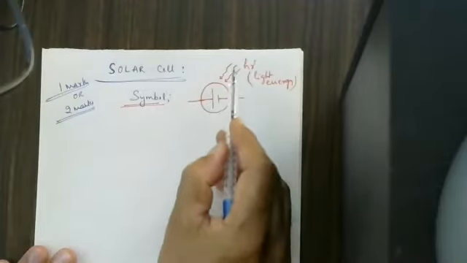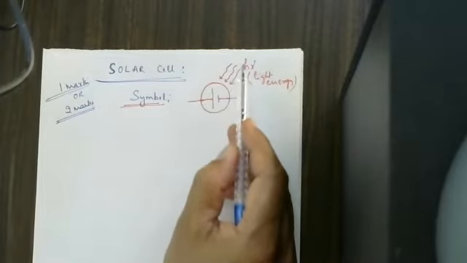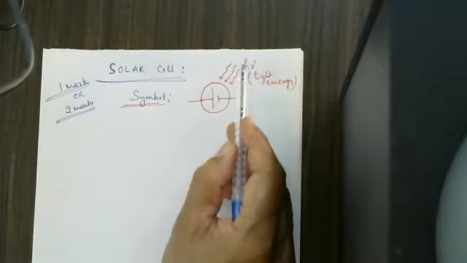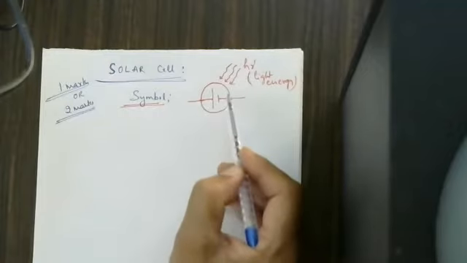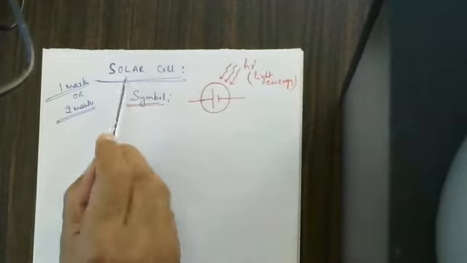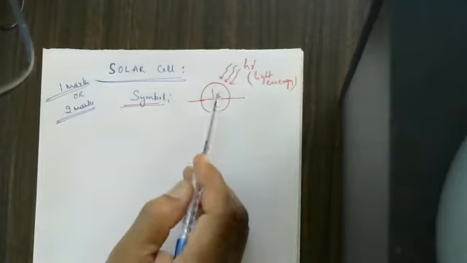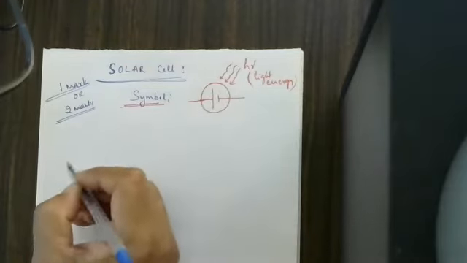The cell is operated with h nu, meaning light energy. As the light energy is incident here, the solar cell starts to work. That is represented like this. It is a solar cell, the circuit symbol for solar cell. Okay. This carries 1 mark.